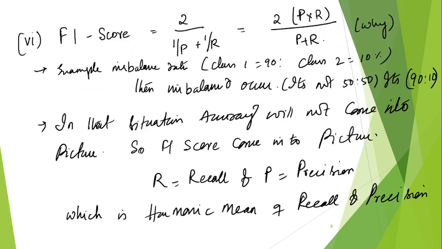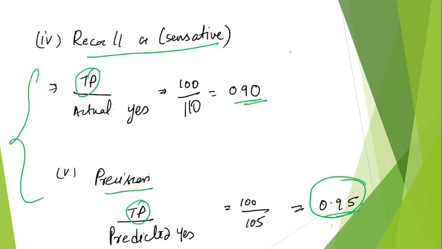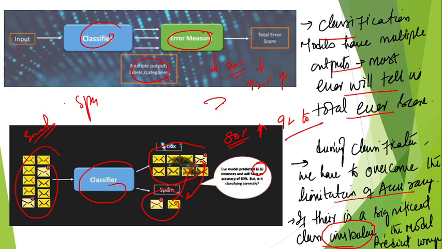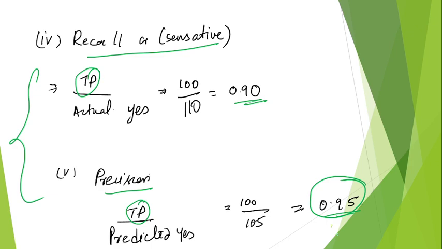Now let's come to the F1 score. F1 score is 2 divided by (1 by P plus 1 by R), where P is precision and R is recall. That is 2 into P into R by P plus R. We will see somewhere down the line why we use this with imbalanced data. Why is the F1 score used?